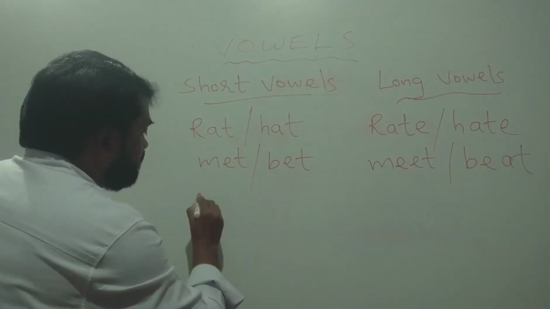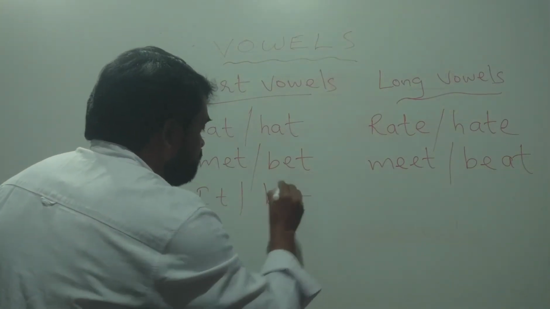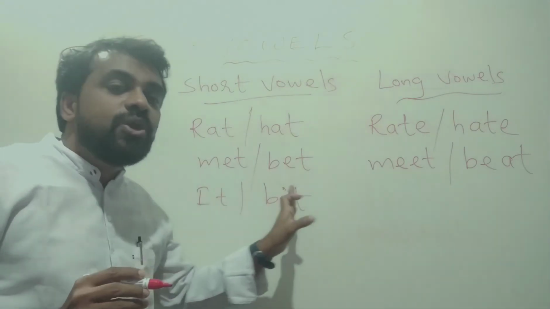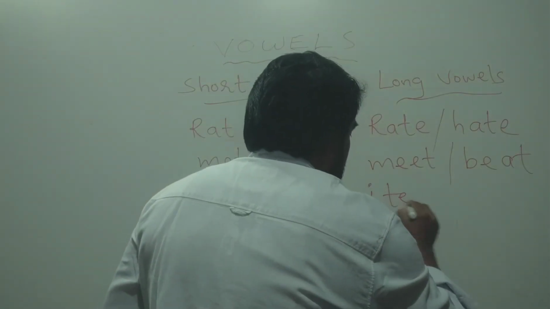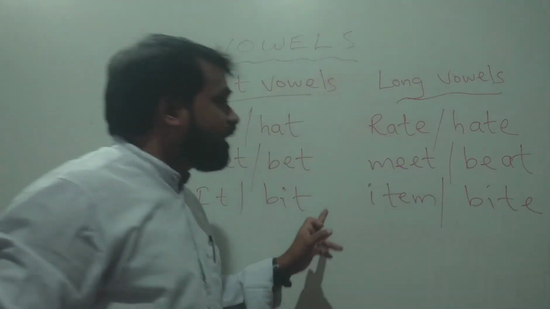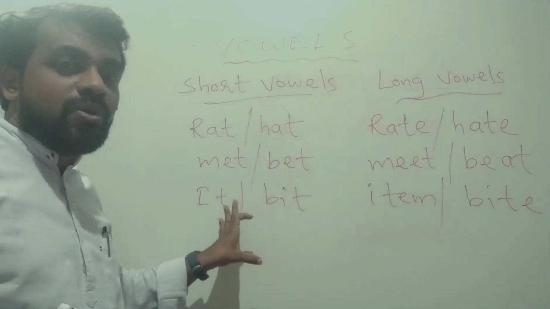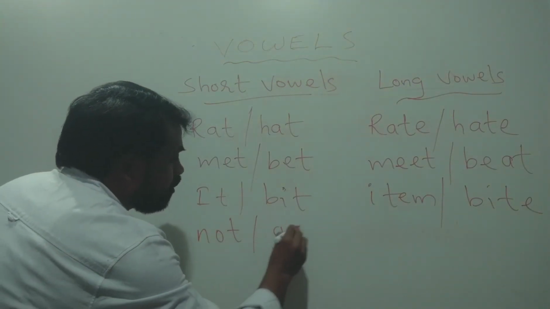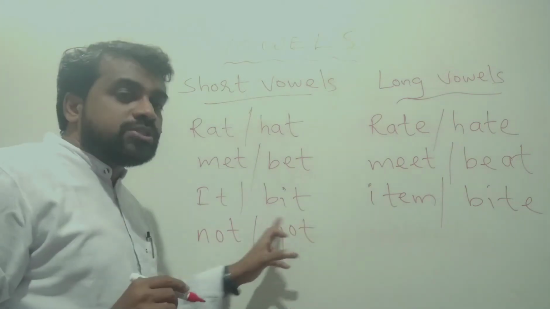Next, for letter I, that is it or bit. It or bit. Its long vowel sounds are like item, item or bite, bite. Next one is O sound. That is not or got. Not, got.